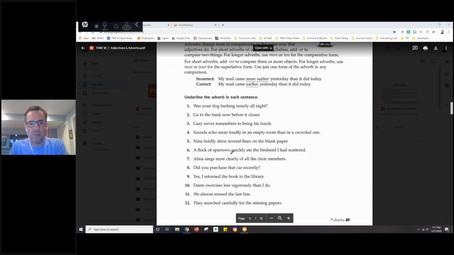Number 6 says, a flock of sparrows quickly ate the bird seed I had scattered. So how did the sparrows eat the bird seed? Well, they ate it quickly. So here we've got an adverb that's modifying a verb. The verb would be to eat it. This is our adverb. A flock of sparrows quickly ate the bird seed.